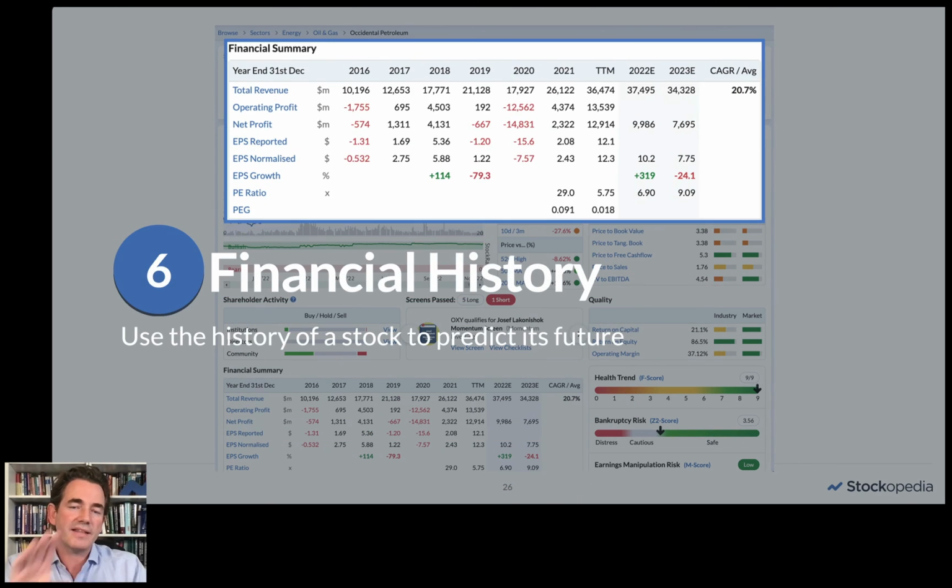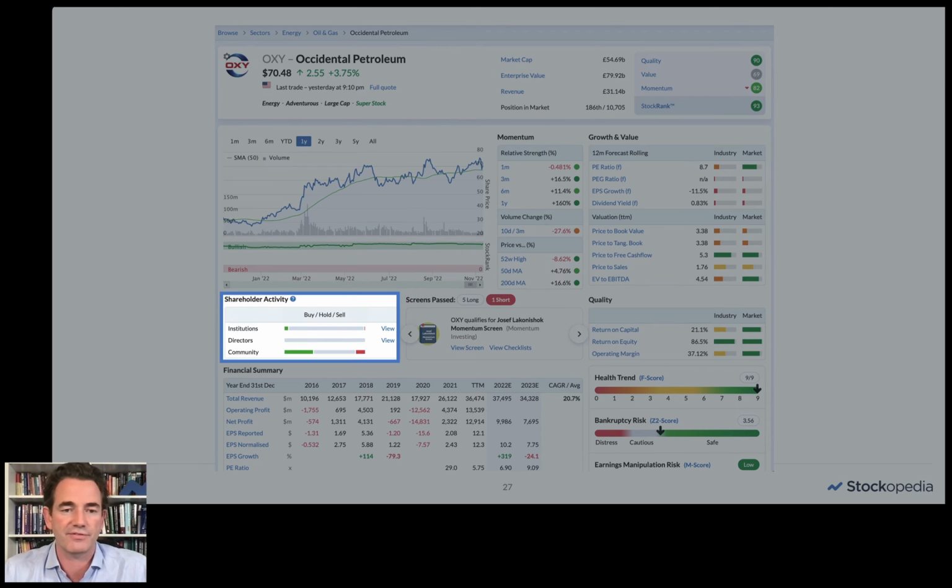In the financial summary, this is just a little snapshot. There's a lot more to it, but you can kind of use the history of a stock to predict its future, really reading the runes of the history to try and see what the corporate habits are, because they tend to persist, and there's some real intel you can get from that.